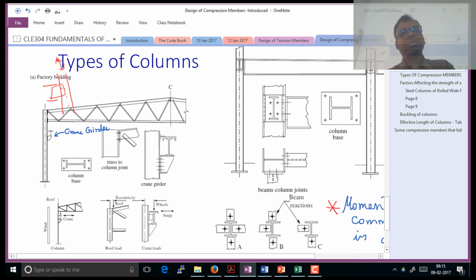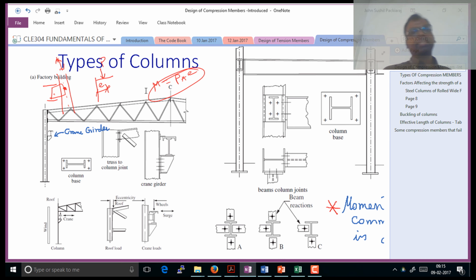Now if you look at it, this is the column, and load is applied at this point. The load P is applied with an eccentricity E. So what happens here, a moment M, which is equal to P into E, gets generated. This is the principal condition with which most of the columns get designed. That is, columns are designed for an axial force and a moment.